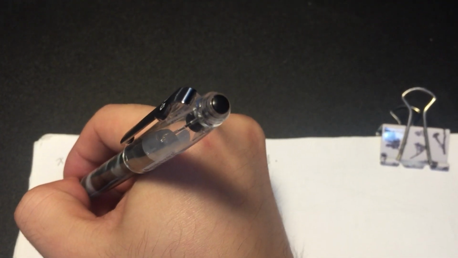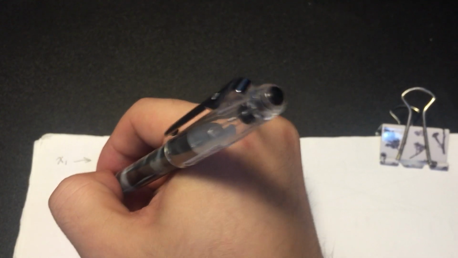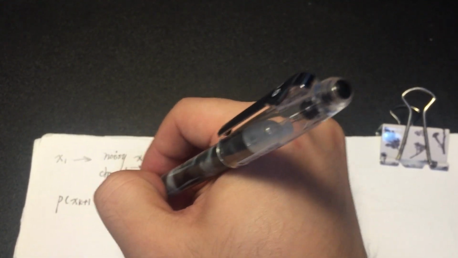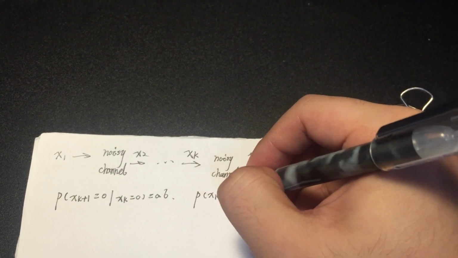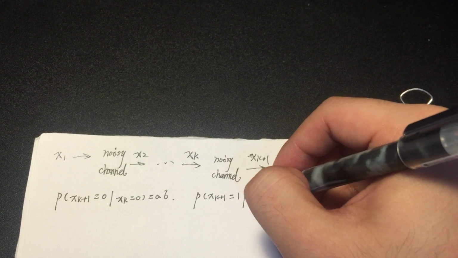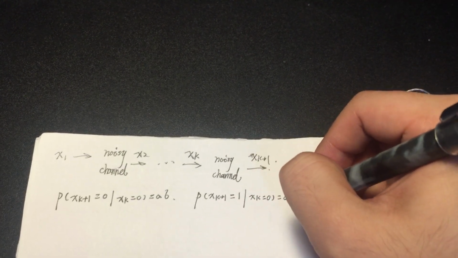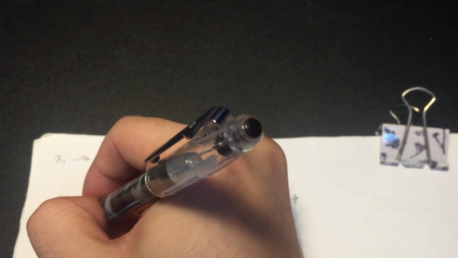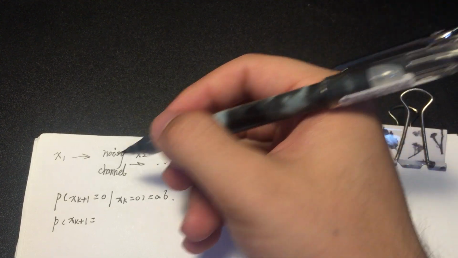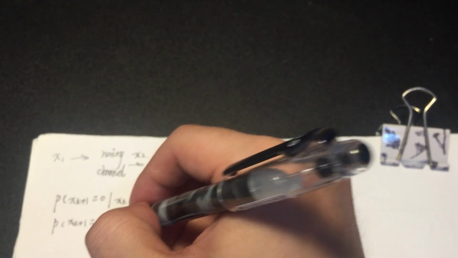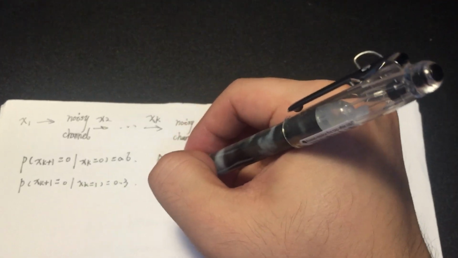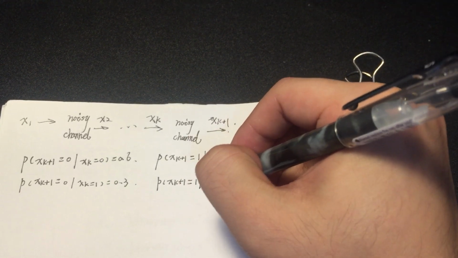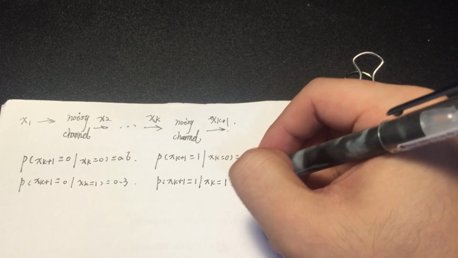In this question, we have P(xk+1 = 0 | xk = 0), and P(xk+1 = 1 | xk = 0), and P(xk+1 = 0 | xk = 1) is 0.3, and P(xk+1 = 1 | xk = 1) is 0.7.